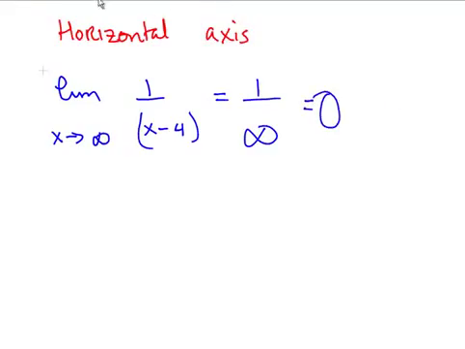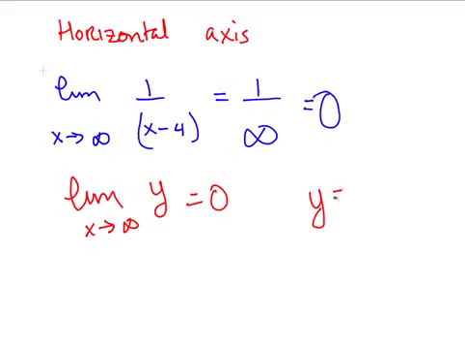So the x-axis, which is y equal to 0, is the asymptote. So the limit as x approaches infinity of y equals 0. So the asymptote is y equals 0. That's the horizontal asymptote. Right.